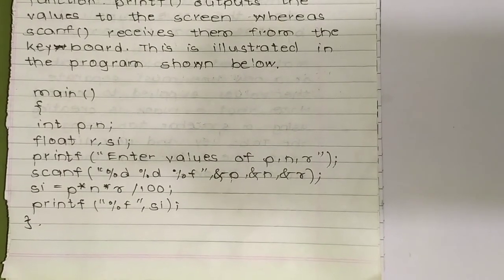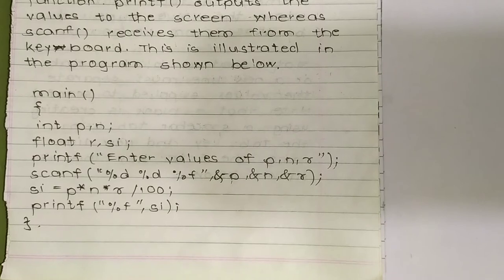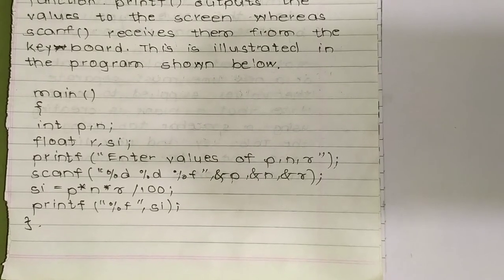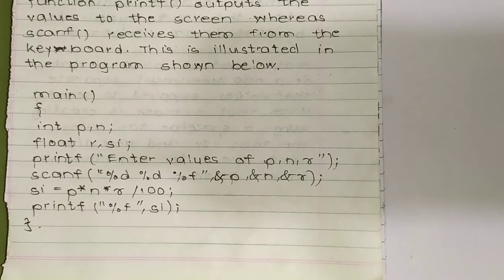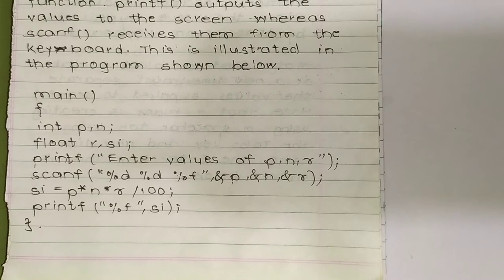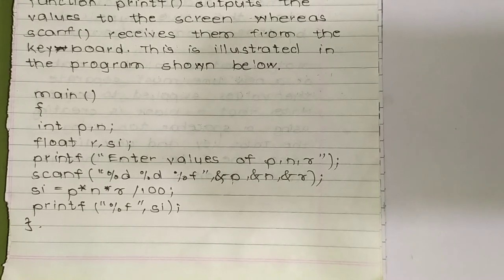So this is the program we were discussing. First is the main function. Main is the general function, followed by parentheses, then in brackets int p, n. So we are defining p and n as integers. Now float r, si. So r and si are float.